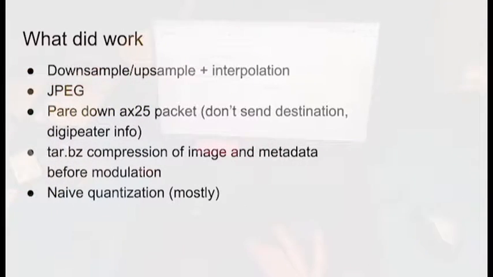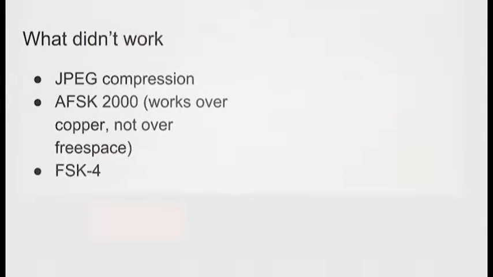Although we started with an APRS implementation to transmit raw image data, we eventually pared down the packets to remove superfluous information, such as destination and digipeater fields, and just used the pure AX25 protocol in order to make data transfer more efficient. Finally, just before transmission, we used tarball entropy compression to compress the image data as well as some metadata for recovery. We were successful in implementing the JPEG protocol and code.